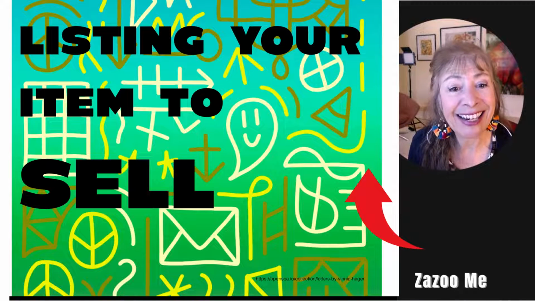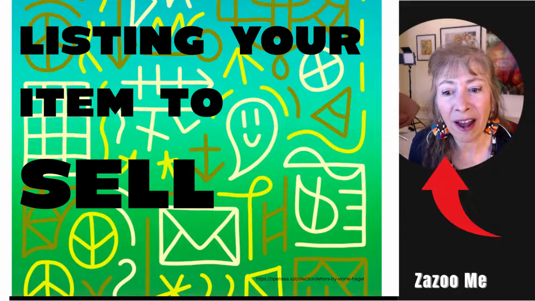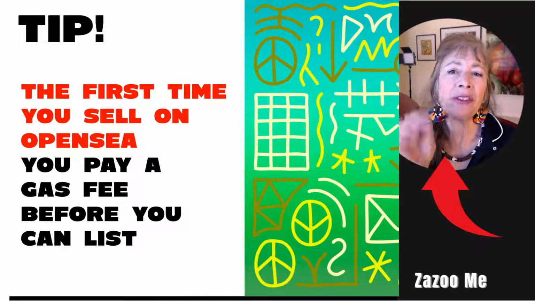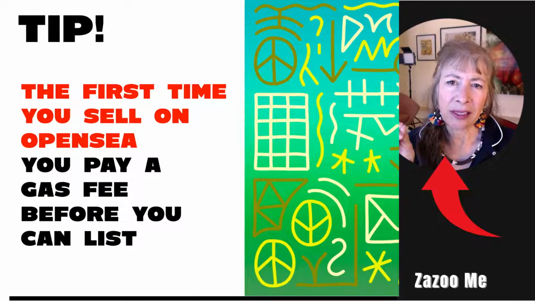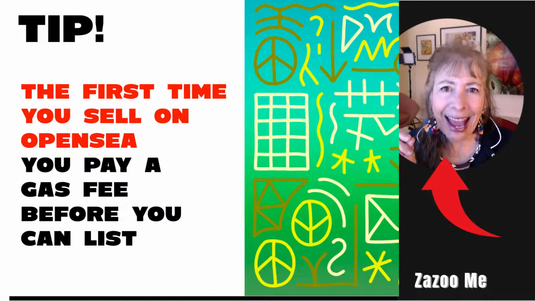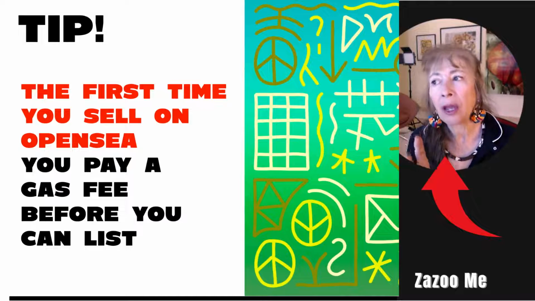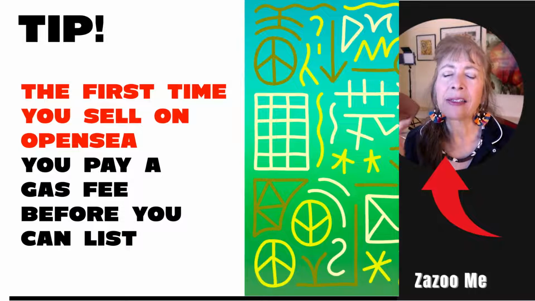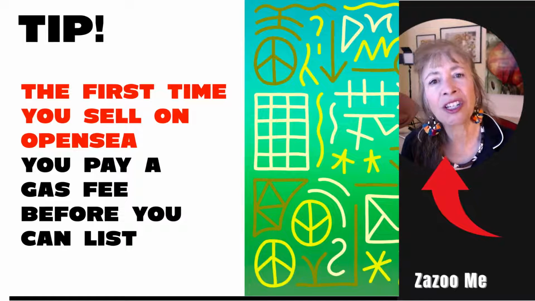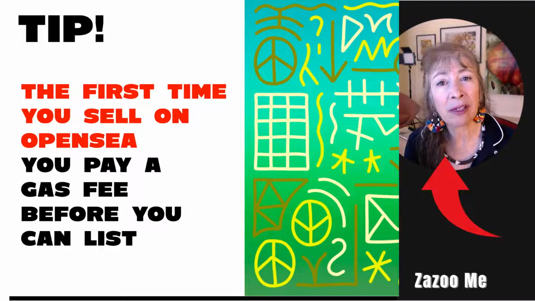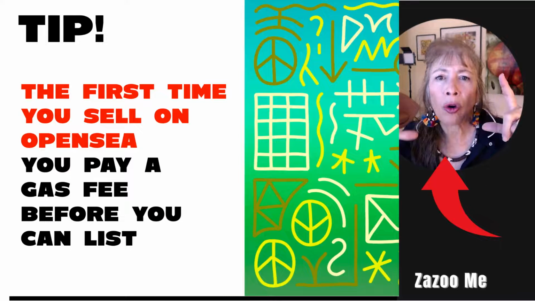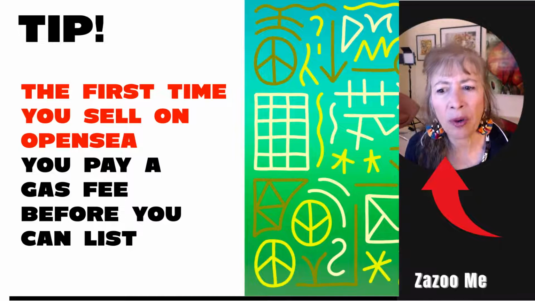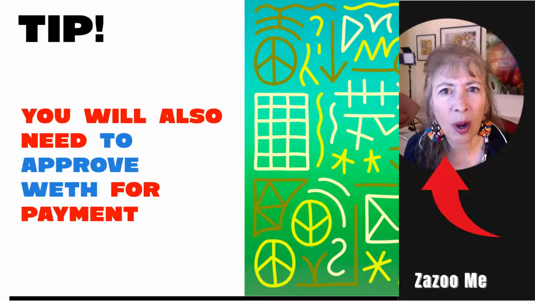All right, listing your item to sell. This is quite a lot of information, isn't it? Tip: the first time you sell on OpenSea, yes, you do pay a gas fee. And literally a gas fee means you are paying for the electricity that someone on their computer is using to generate the unique letters and numbers that are your contract between you and OpenSea of your account. That is what you are paying for. So that is why it's called a gas fee.